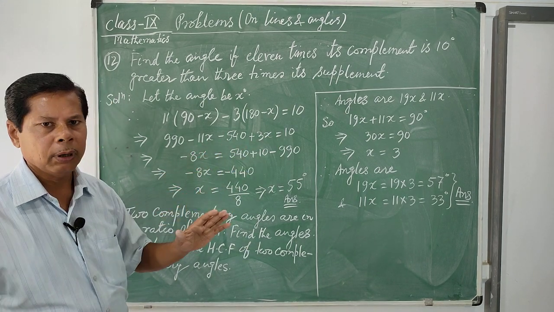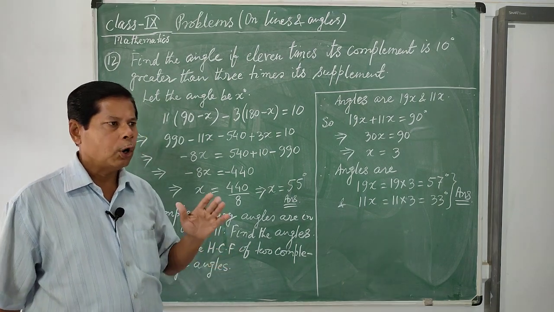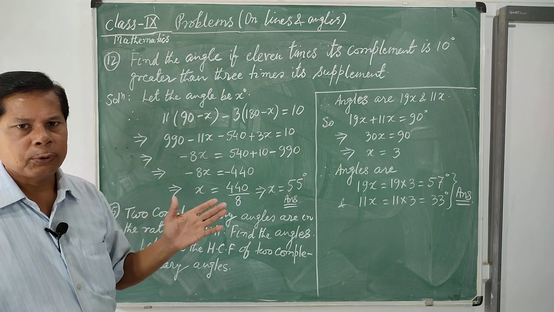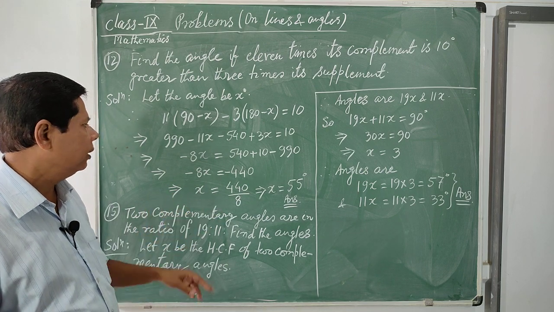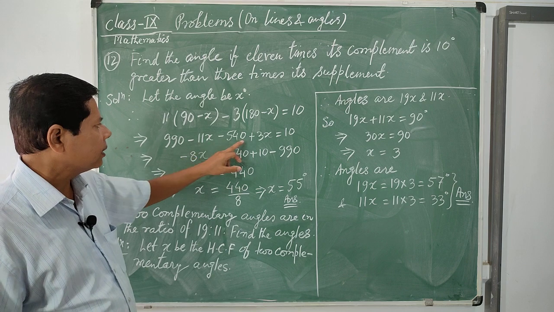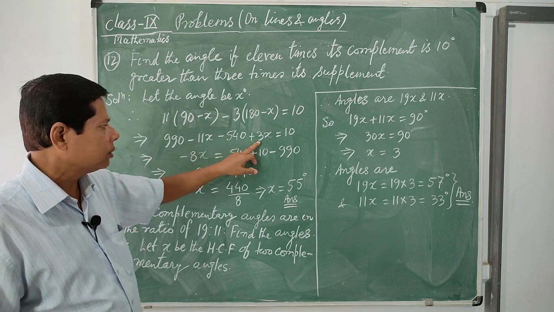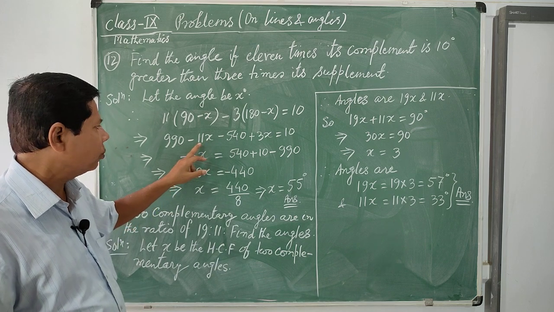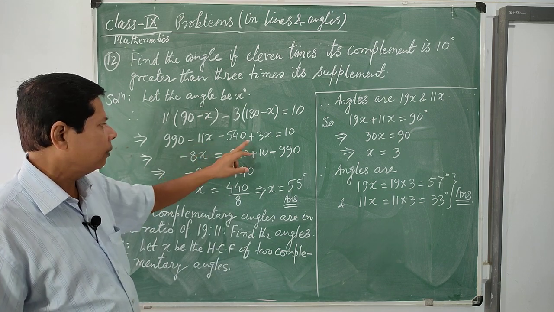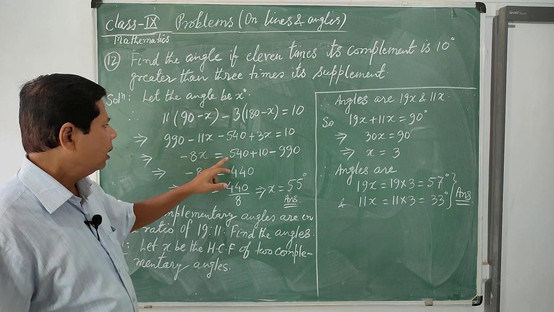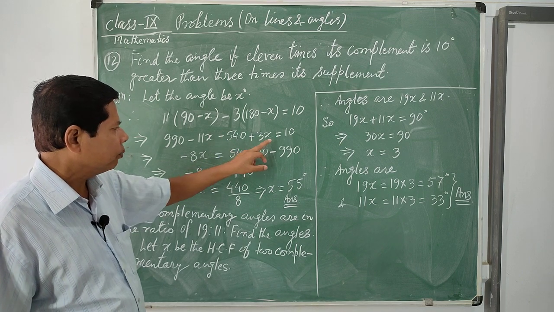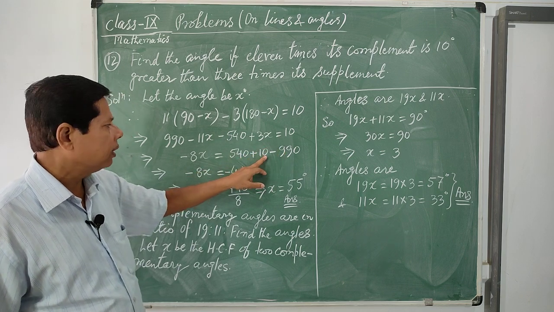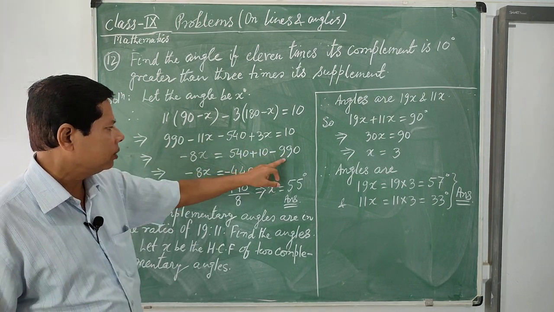While we are solving the equation, always keep the variable towards the left hand side and transpose all constant terms toward the right hand side. So minus 11x and plus 3x are these two variables. If they are added together, minus 11x is greater, so the difference will be taken. Minus 11 plus 3 is equal to minus 8x. Then 540 is transposed towards the right hand side, becomes plus 540, plus 10 is already there, and minus 990.